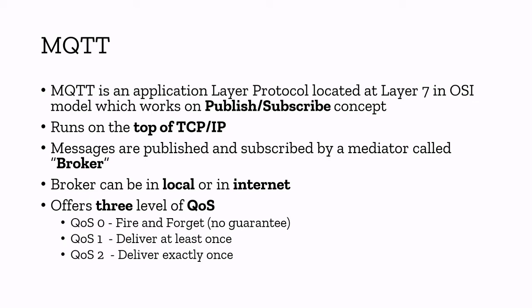QoS 0 means it's just fire and forget. Meaning whatever messages you publish, there won't be any delivery guarantee. The subscriber may get your message or may not. QoS 1 means deliver at least once. So the published messages will be delivered to the subscriber at least once. QoS 2 means deliver exactly once. So the published messages will be delivered exactly once to whoever subscribes to this particular topic.